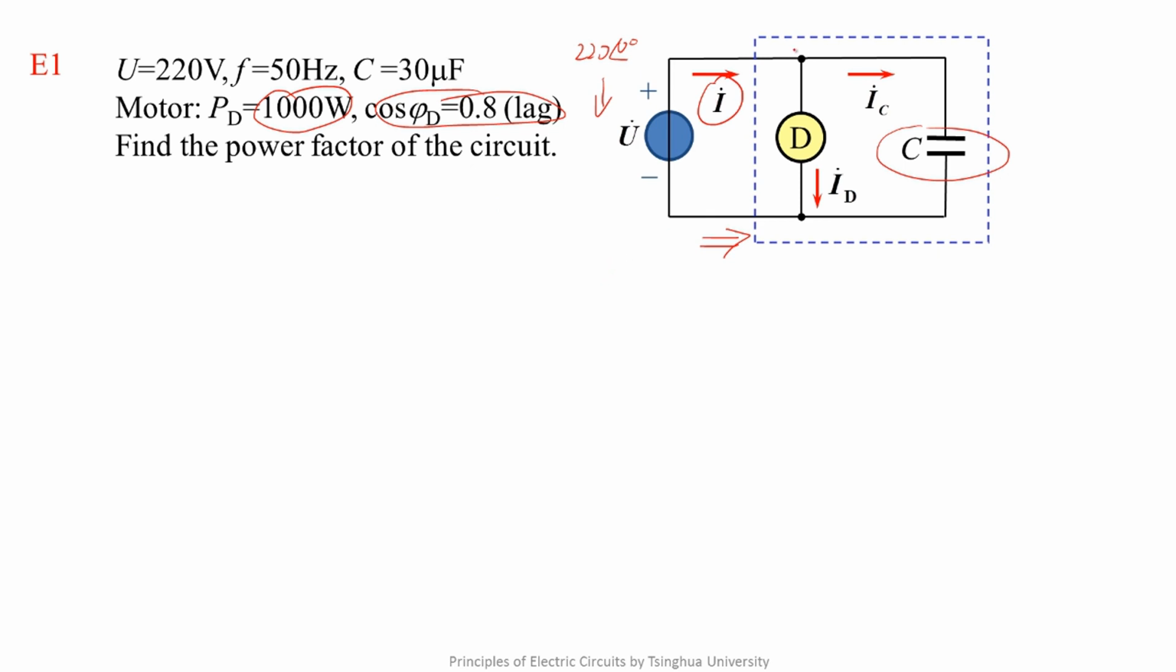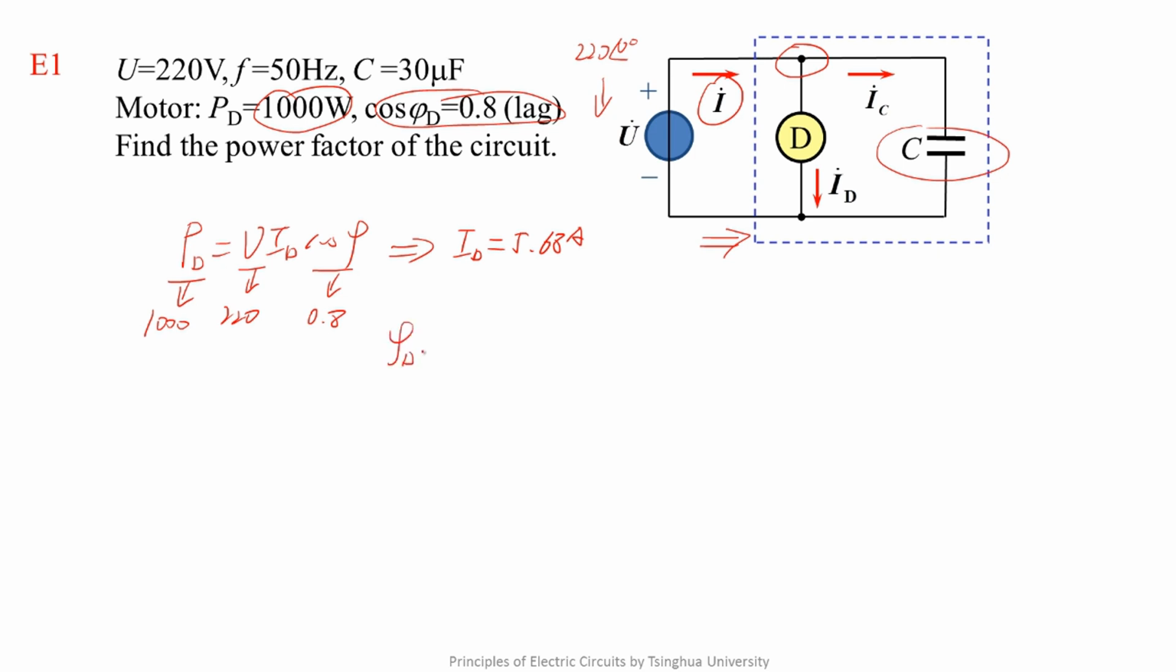In order to solve I, we need to use KCL here. So we need to solve ID and IC respectively. For a motor, according to the definition of the average power, we know that the power is 1000, the voltage is 220, and the power factor is 0.8. We know that the effective value of the current is 5.68 ampere. In addition, because it's a lagging power factor, we know that, combining these two, we can write the phasor of ID.